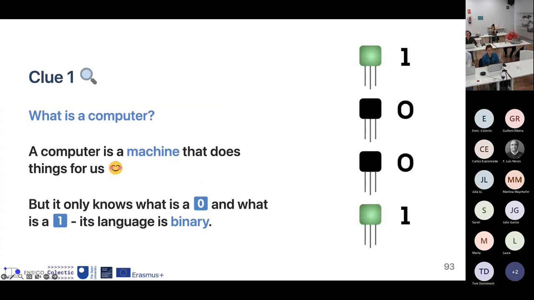And why? Because basically a computer consists of a bunch of transistors that are like switches that can be on or off. And we associate on to one and off to zero. So a computer only understands zeros and ones, meaning that everything that you see on a computer, like any text, any picture, any music, any video, is just a bunch of zeros and ones. And it's quite amazing the power that just two things have.